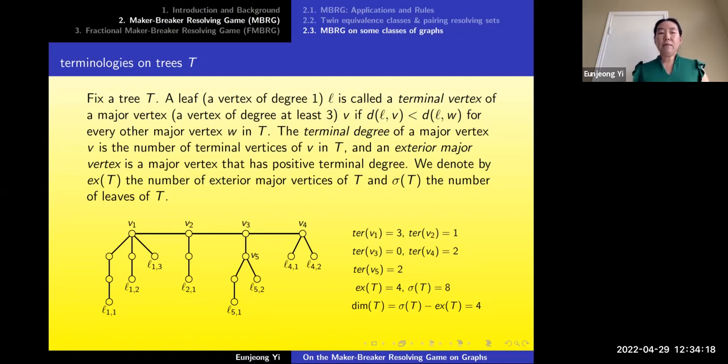So what is the metric dimension of this tree? The metric dimension of the tree is sigma of T minus EX of T, as long as T is not a path. Remember, if you have a path, the metric dimension is simply 1. So this is the situation. The next slide would indicate how to pick a minimum resolving set.